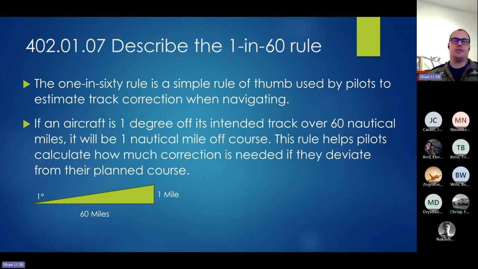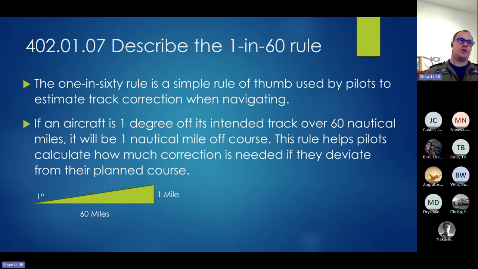So the 1 in 60 rule, this is just kind of a helpful thing when we're using our maps. It's a simple rule of thumb used by pilots to estimate track correction when navigating. So the 1 in 60 rule goes, if the aircraft is 1 degree off its intended track over 60 miles, it will be 1 nautical mile off course. So this rule helps pilots calculate how much correction is needed if they deviate from their planned course. Remember, typically in navigation, we generally do it in nautical miles, so we've got to make sure we use the right scale. This rule will apply even if you use statute miles as a unit instead of nautical miles.